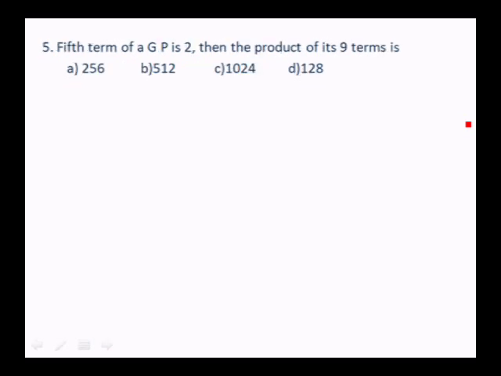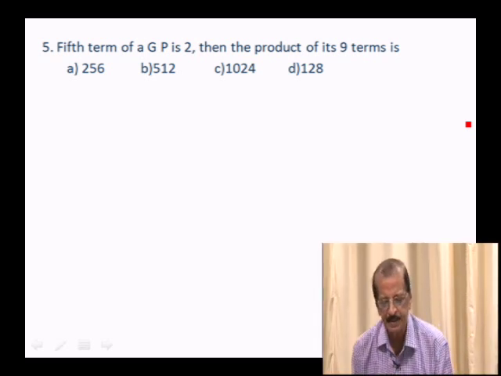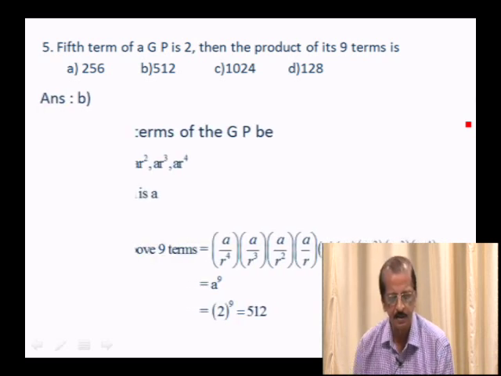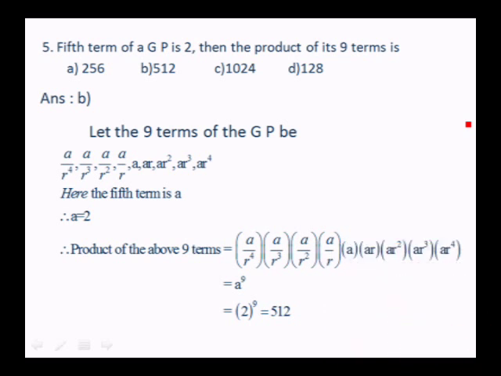Fifth term of a GP is 2, then the product of its 9 terms is. So, here also we take the GP as a/r^4, a/r^3, a/r^2, a/r, a, ar, ar^2, ar^3, ar^4. Because if you multiply all these terms, you get a^9. So, the product of the above 9 terms is a^9.